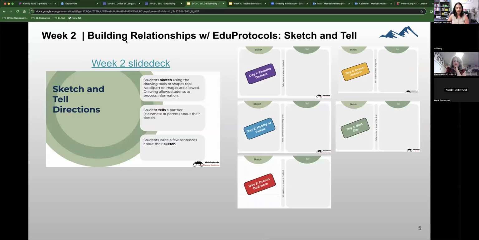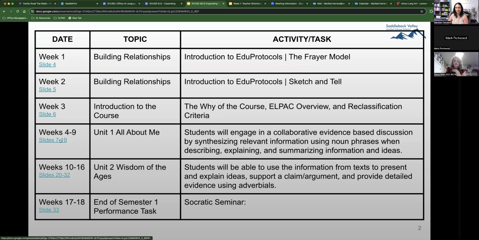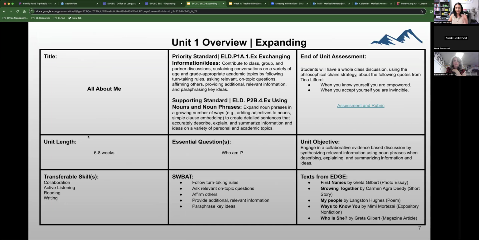So we go back. Unit 1 really starts weeks 4 to 9, more or less. It's not lockstep. It's just more or less going to take this amount of time. Everything you need for unit 1 is in slides 7 through 19. By the end of the unit, students should be able to engage in a collaborative evidence-based discussion by synthesizing relevant information using noun phrases when describing, explaining, and summarizing information and ideas. It's titled All About Me. This is the same as it was last time. You click on there, it takes you to the overview, which is not different from last year.